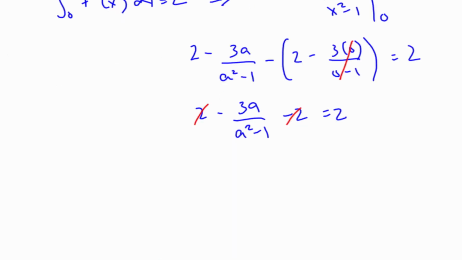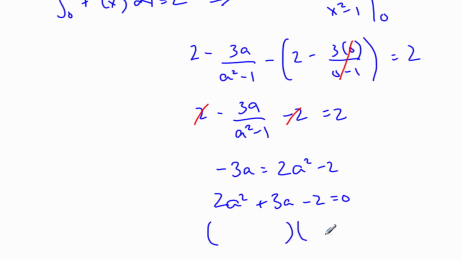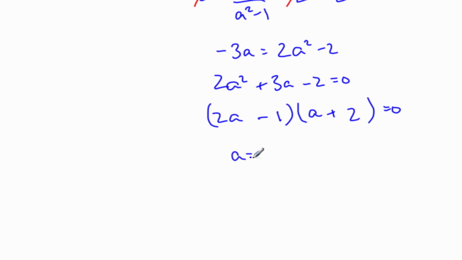And now, solving for a, I get minus 3a is equal to 2a squared minus 2 by multiplying both sides by my denominator. And so I get 2a squared plus 3a minus 2 is 0 by bringing the 3 over. Factor this. I get 2a, I want to get 3, so this is going to be 2. This will be a 1. Positive, negative, equal to 0. And so a is equal to 1/2, or a is equal to negative 2.